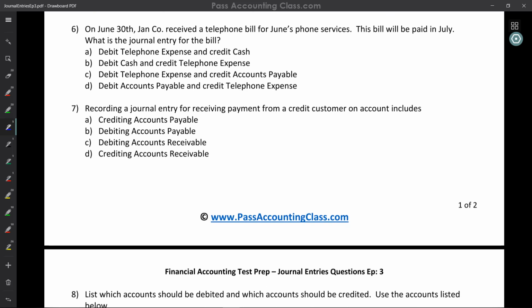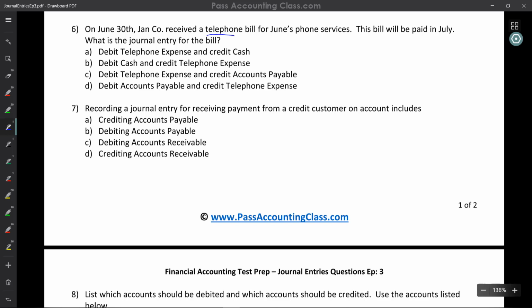The next question reads, on June 30th, Jan Co. received a telephone bill for June's phone services. This bill will be paid in July. What is the journal entry for this bill? Debit telephone expense and credit cash, debit cash and credit telephone expense, debit telephone expense and credit accounts payable, debit accounts payable and credit telephone expense.